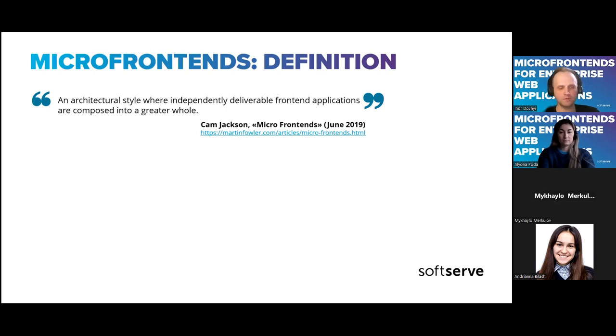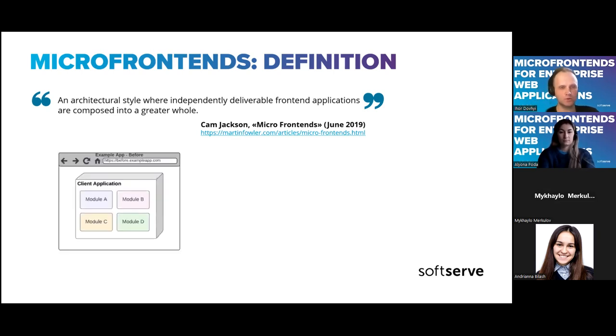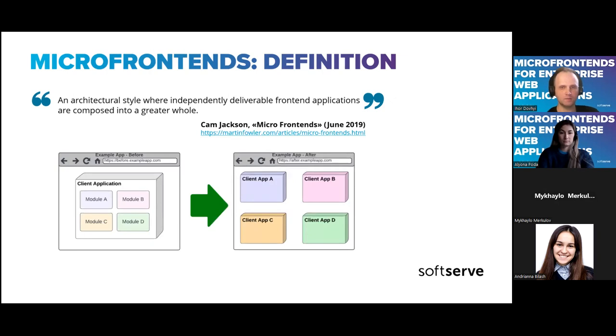In other words, we can also often see this definition illustrated graphically. So that's what we have before, right? We have a monolithic front-end client application that hopefully consists of several functional modules, divided by features, by domains. And in the end, we have something like this. That really looks similar to what we have with microservices.